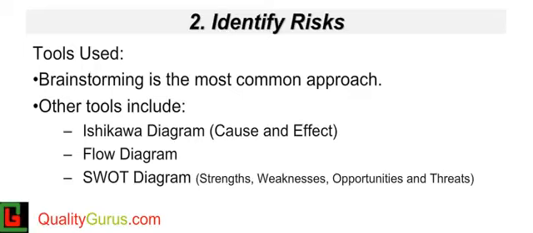The most common tool used in risk identification process is brainstorming. In this, the subject matter experts from various groups meet together and list down all the potential risks. During brainstorming, no identified risk is evaluated or criticized. The intent here is to list down as many possible risks in limited time. Other tools such as Ishikawa diagram, flow diagram, and SWOT analysis may also be used. Here the term SWOT stands for strengths, weaknesses, opportunities and threats.